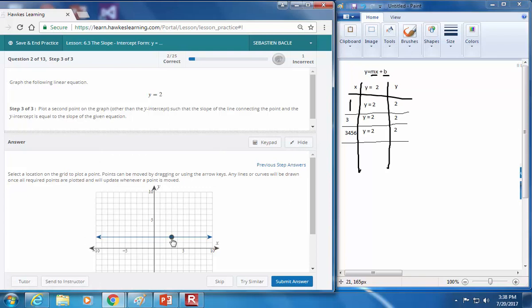It's never changing. The slope is your rate of change, and if your rate of change is 0, there is no change. Your y value is always the same. So whenever you're missing the x and the slope is 0, it's going to be a horizontal line.